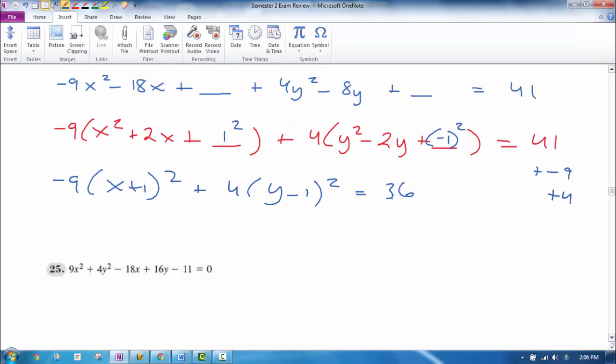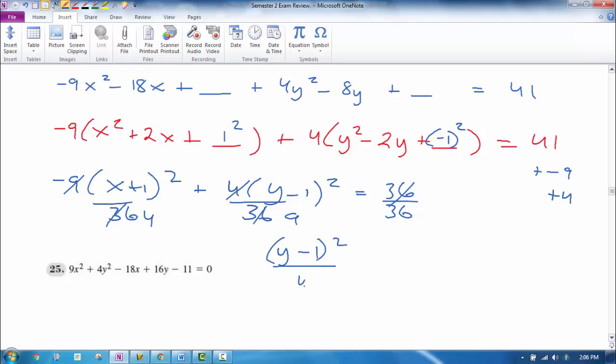And we can then divide through by 36, and then put this in standard form. So now in standard form, 36 goes into 9 four times, and into 36 nine times. I'm going to write y first, so it's going to be y minus 1 squared over 9, minus x plus 1 squared over 4 equals 1. That's a hyperbola, and obviously you could sketch this.